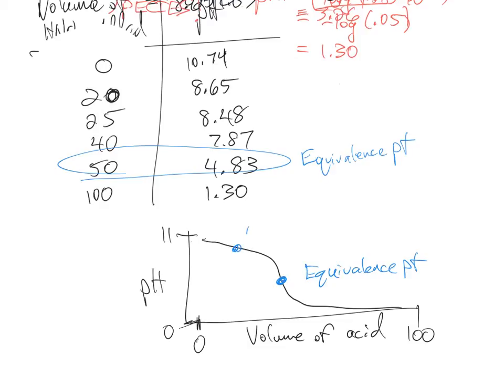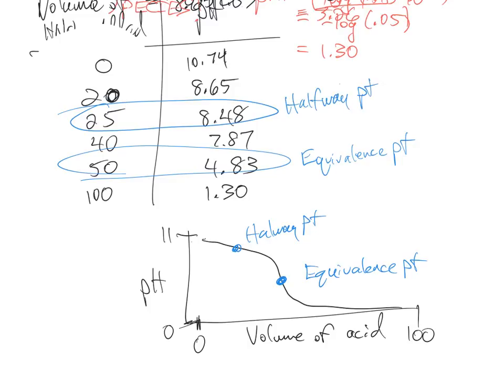The halfway point of the titration, that is where you've added half the amount of acid that would be required to neutralize the base, that was found at a pH of 8.48. At that point in the titration, the pH of the solution equals the pK, this time it's a pKb, of the weak base that we're titrating. If this were an acid being titrated by a strong base, it would be pH equals pKa.